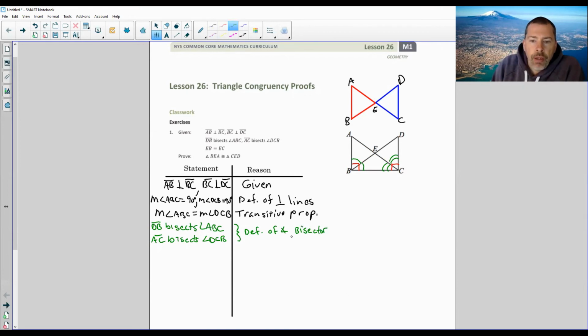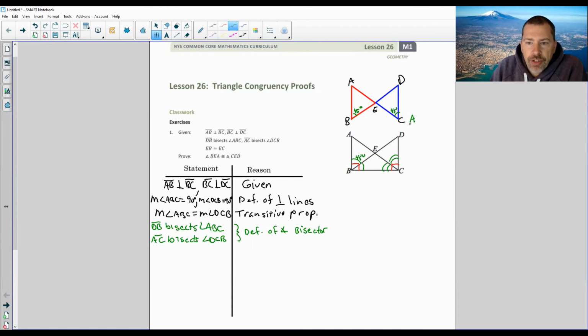Okay. Still with me here? A bisector cuts the 90-degree angle into two congruent pieces. Well, if that's the case, then this is 45 degrees, and this is 45 degrees, and this is 45 degrees, and this is 45 degrees. So that means this is congruent to that, and that is an angle. I'll mark it on the blue one. Okay, we're leading up to angle, side, angle, angle, angle, side, or side, side, side, one of those statements.